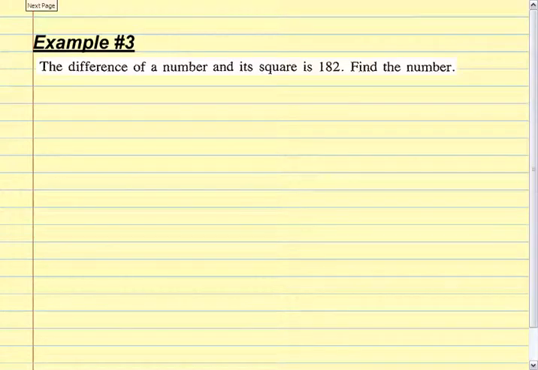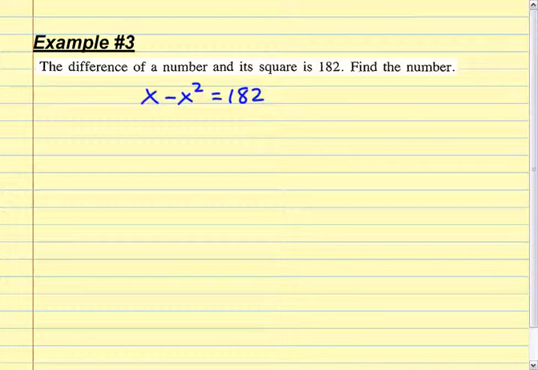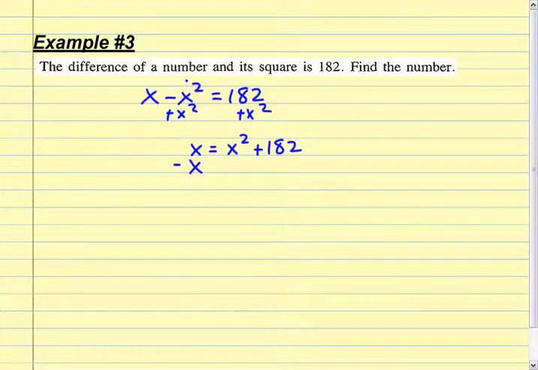The difference of a number and its square is 182. Well, remember, a difference is a subtraction problem. So the difference between a number and its square is 182. Okay. Well, you know, it's a quadratic, so I want to get everything on one side. But I don't want this thing to be negative. I'm going to add x squared to both sides. So now I've got x is equal to x squared plus 182. Now I'm going to subtract x from both sides. Now I've got x squared minus x plus 182 is equal to 0.